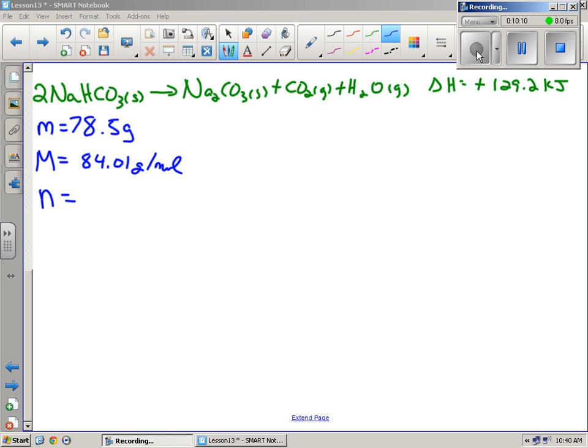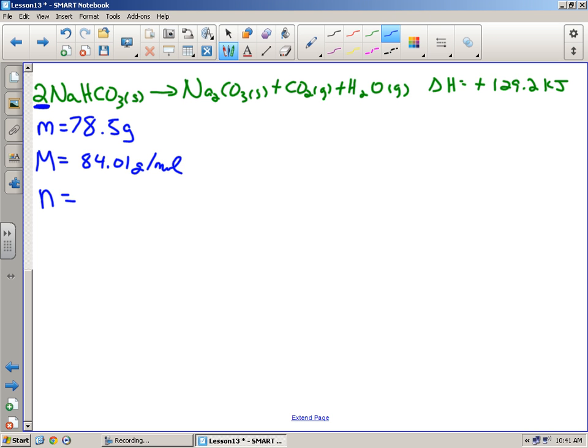All right, so you got your balanced chemical equation here. It tells you how much heat is produced. Now remember, this is a decomposition. They're telling you that if I want to break down 2 moles of this, I need this much energy involved. So 2 moles of sodium hydrogen carbonate requires 129.2 kilojoules of energy to be broken down into sodium carbonate, carbon dioxide, water, gas.